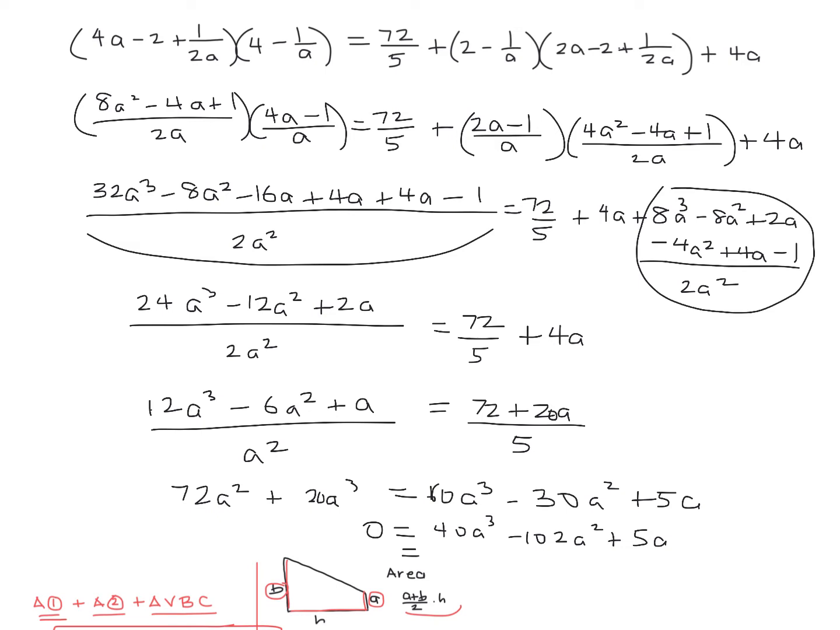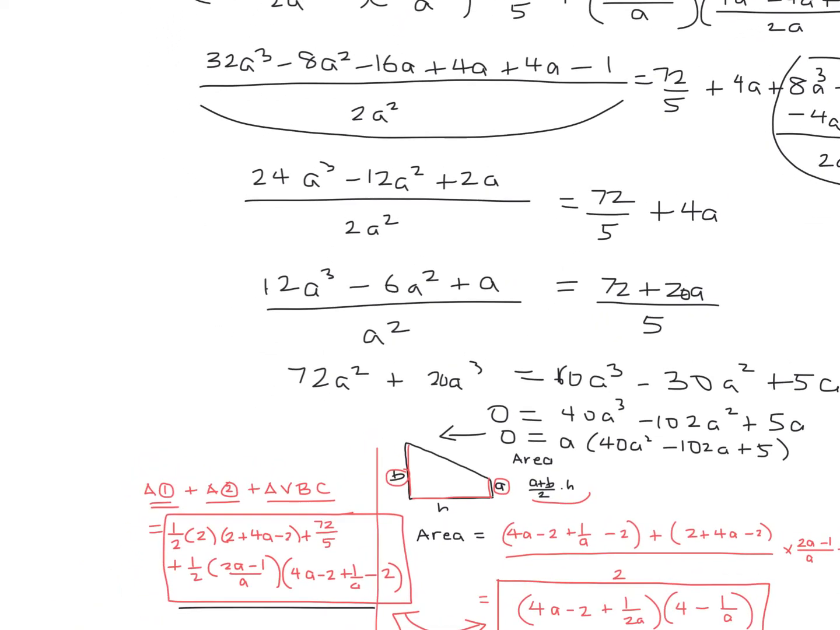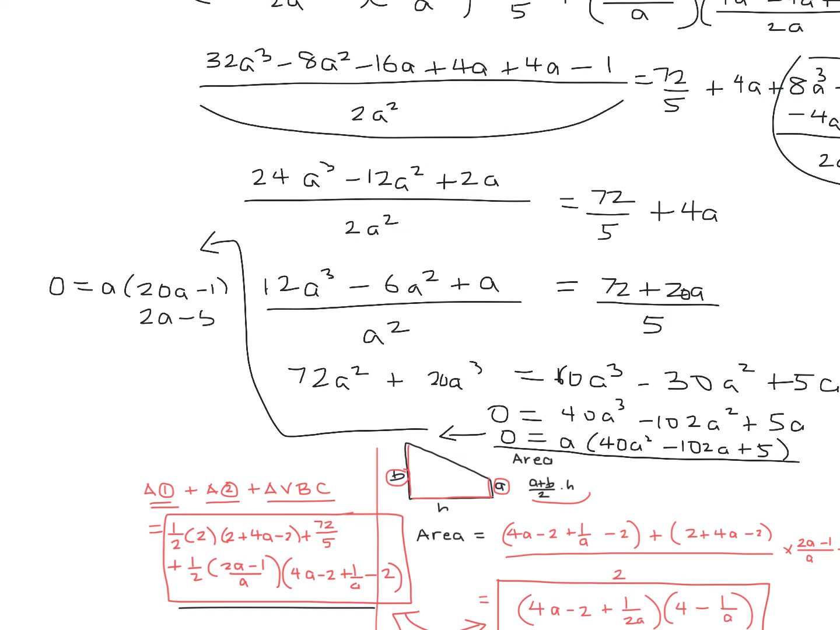Okay, now we factor out an a, and when you do, you get 40a squared minus 102a plus 5. Okay. All right, that's pretty good. Let's see if I can finish this off. Well, probably going to need a little bit of space, but I can keep it in the same screen. This equation here, let's see, 0 is equal to a. Does that factor? Probably. Let's see here. I think 20a minus 1, and then 2a minus 5, I believe.